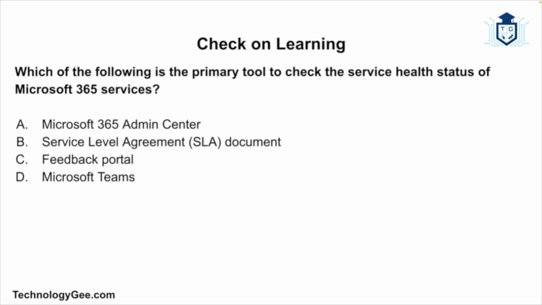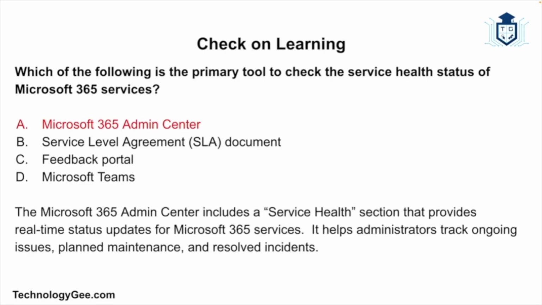So the first question is, which of the following is the primary tool to check the service health status of Microsoft 365 services? Would it be the Microsoft 365 Admin Center? Would it be the service level agreement document? Would it be the feedback portal? Or would it be Microsoft Teams? And the correct answer is the Microsoft 365 Admin Center. So the Microsoft 365 Admin Center includes a service health section that provides real-time status updates for Microsoft 365 services. It helps admins track ongoing issues, plan maintenance, and resolve incidents.